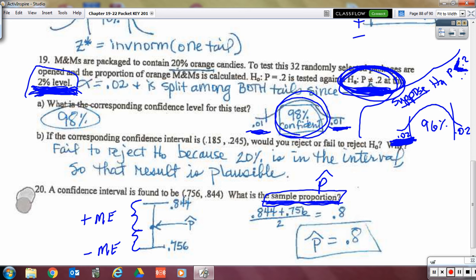If the full 0.02 is in this lower tail, mirror image would put it up here, meaning the confidence level is 0.96 or 96%. Do you see how the tail could change your value of your confidence? Okay, so that's why paying attention to the tail being used is important.